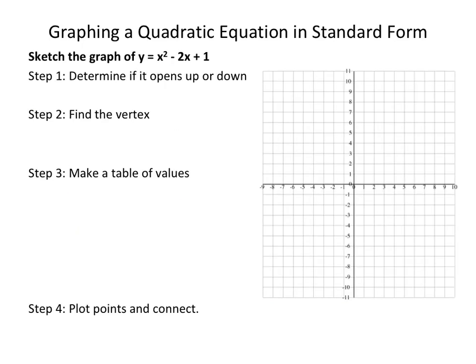So now we're going to go into how to graph a quadratic function. First of all, what I might want to do is identify my a, b, and c, which are the coefficients of x squared, x, and the last number. So a is actually going to be 1, b is negative 2, and c is 1.